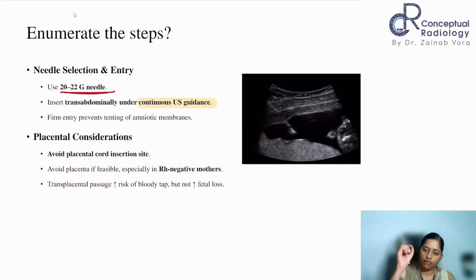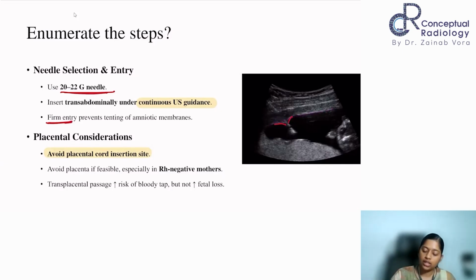Remember, a firm entry will prevent any tenting of the amniotic membranes. So you have to enter very firmly. For the placenta, if possible, avoid the cord insertion site. This is very important, so avoid it. If feasible, as we see in this image, this is the placenta. If the placenta is posterior, you have a very good window. Avoid the placenta altogether, especially in patients who are Rh negative.